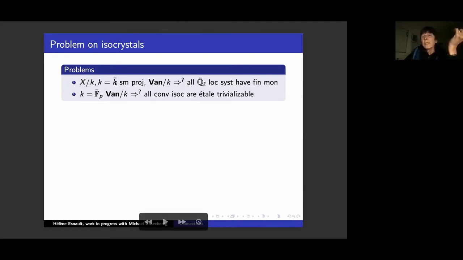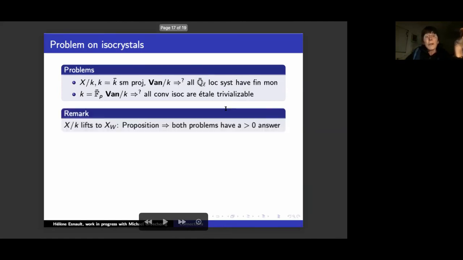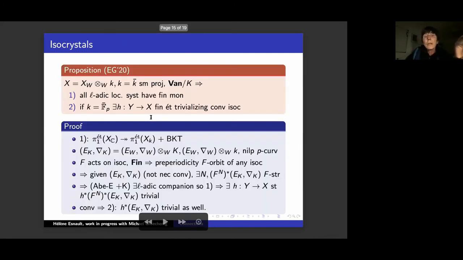Assume X is smooth projective over K equals K bar of characteristic p. Is it the case that all Q_ℓ bar local systems have finite monodromy? And is it the case that if in addition we have some arithmetic, that means if the ground field is the algebraic closure of F_p, all convergent isocrystals are étale trivializable? And of course, I just repeat myself now. The remark is that if X lifts to X_W, then the proposition we just proved gives a positive answer to this question. And why is that?